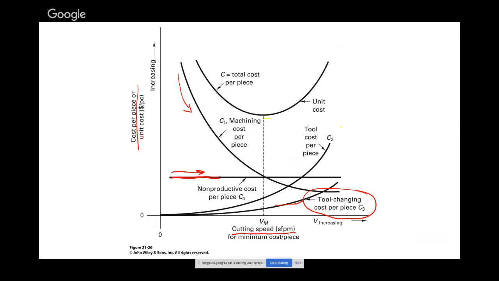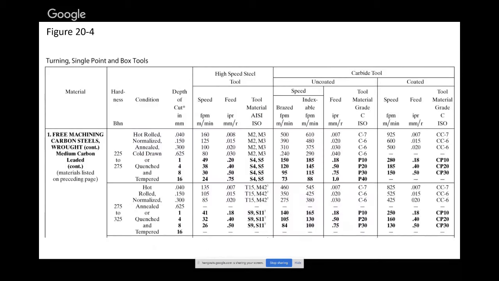And so what people have identified over a long time is that there really is an optimum cutting speed for which the tools last the longest, and it's as fast as possible, and you get those savings there. Okay, that has led to tables like this. Okay, this is figure 24. So let me point out some things here.